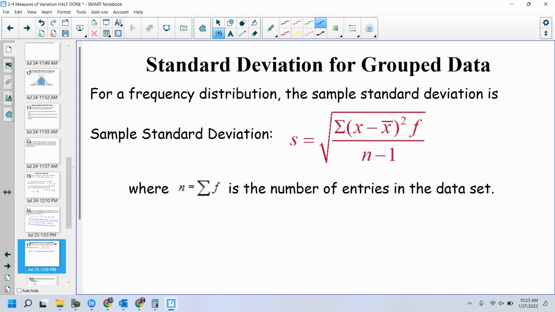For a frequency distribution, the sample standard deviation, and again, if it's a frequency distribution, obviously you take it, well, I guess population or sample. But here's a sample standard deviation for frequency distribution. You take the sum of the x minus x bar squared times f. F is the frequency, right? Sum of the deviations squared times your frequency divided by n minus 1, where n is the sum of all the frequencies added together.